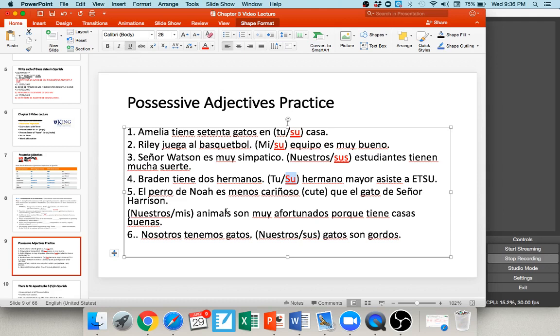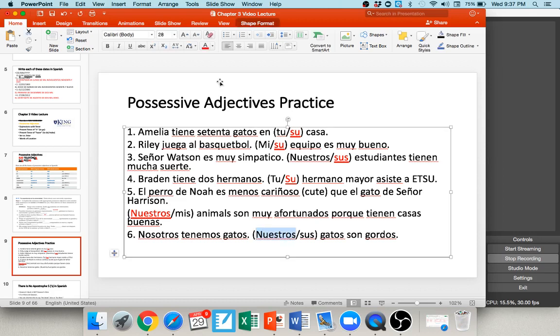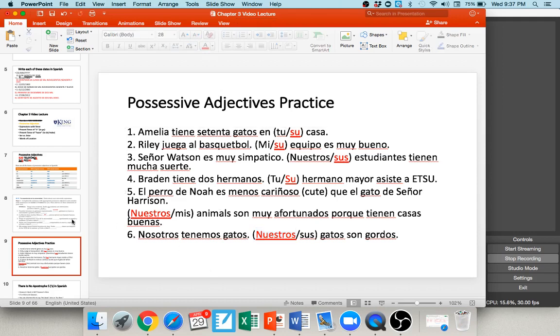Number 5 gets a little interesting. It says that el perro de Noah es menos cariñoso que el gato de Señor Harrison, and that either nuestros or mis animales son muy afortunados porque tienen casas buenas. So, Noah's dog is less cute than Mr. Harrison's cat, and our animals are very fortunate because they have good homes. So, our makes more sense here to say nuestros animales rather than mis animales, my animals. Okay? And our last one, number 6, nosotros tenemos gatos, we have cats. Nuestros gatos son gordos, our cats are fat, or sus gatos son gordos, their cats are fat. Well, we're saying that we have cats, so it makes more sense here to say that our cats, nuestros gatos, are the ones who are fat.